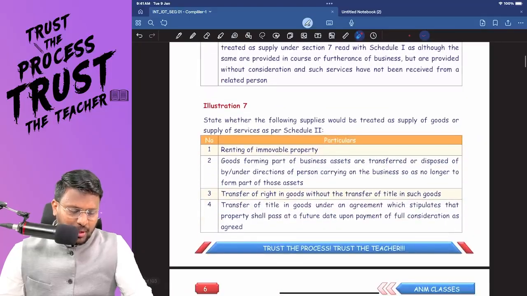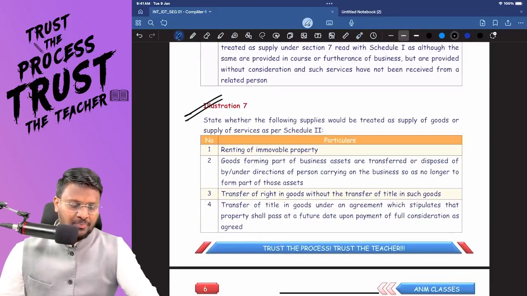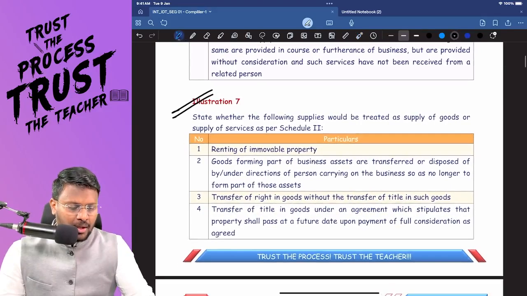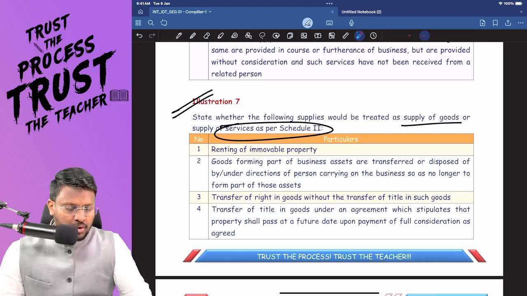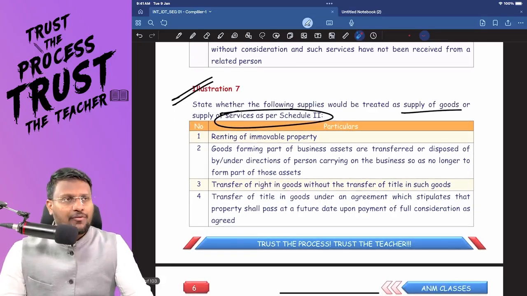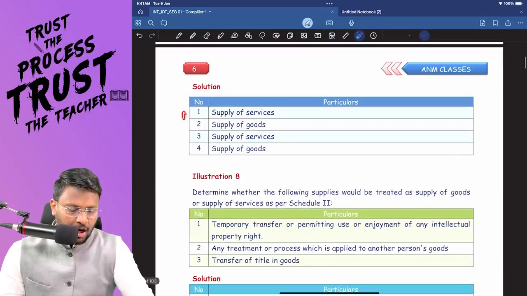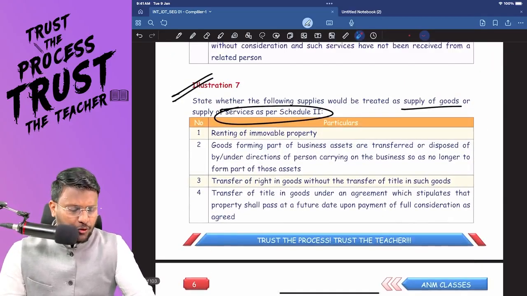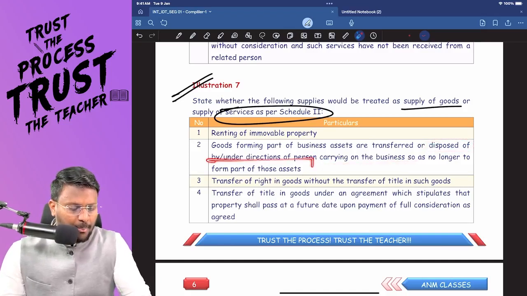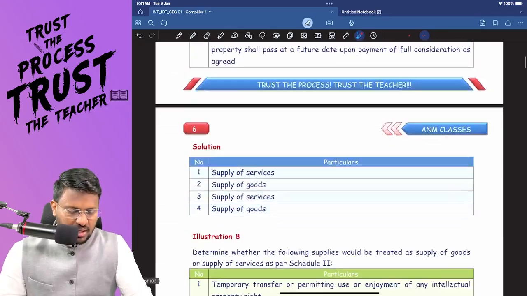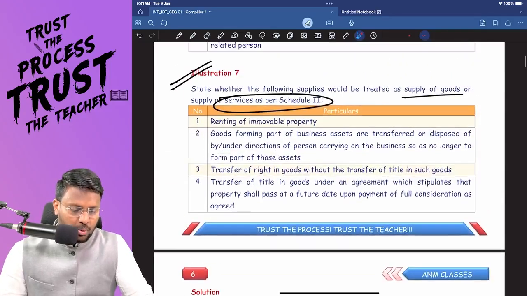And my dear lovable students, illustration number 7 is the target. State whether the following supply would be treated as supply of goods or supply of services as per Schedule 2. So I will tell you, you have to tell me whether it is supply of goods or supply of services. Renting of immobile property. It's a supply of services. Right answer, man. Goods forming part of business assets are transferred or disposed of by or under the direction of the person carrying on the business so as no longer to form part of those assets. Supply of goods.